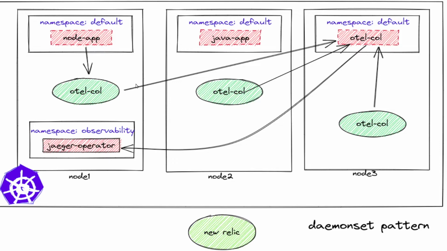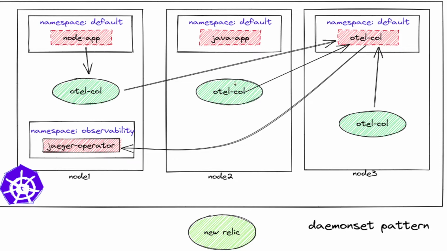Since this is a DaemonSet pattern, we will have the OpenTelemetry collector present on all the nodes. In the diagram as well, you can see that I have the OTel collector present on all the nodes, and our applications are going to send these traces to the respective instance of the DaemonSet. And after that we will have another OpenTelemetry collector that is receiving the data from all these DaemonSets.